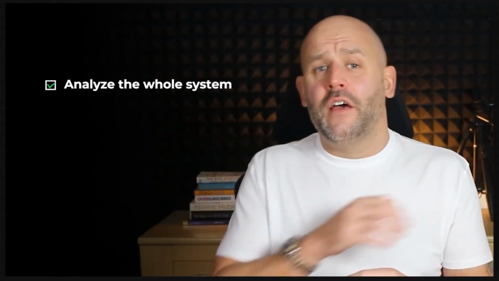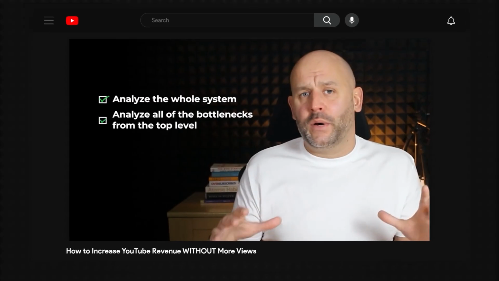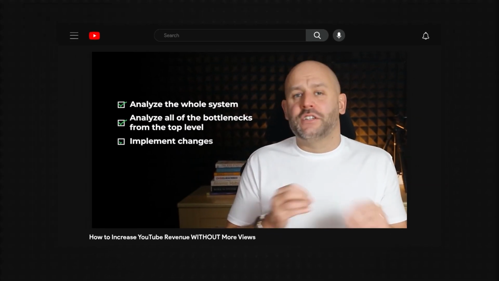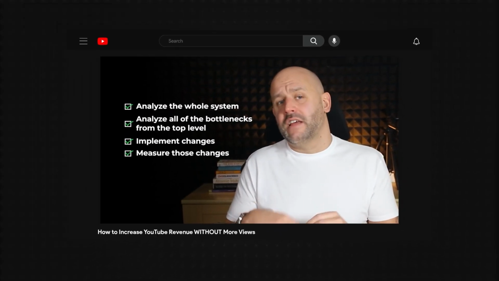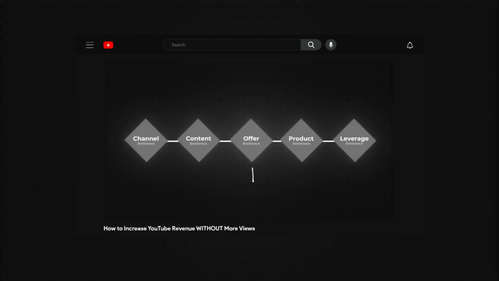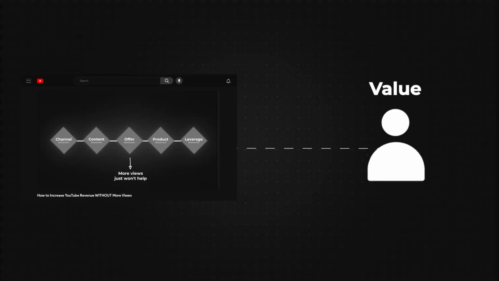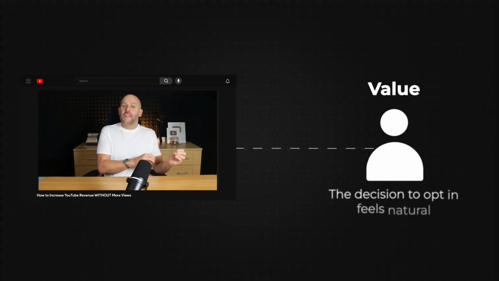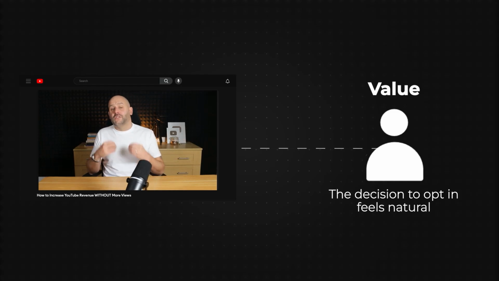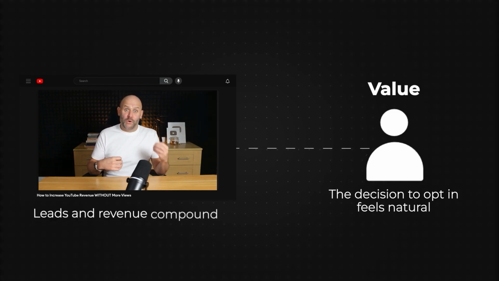For example, if someone's watching a video about improving their YouTube strategy, offering them a checklist or channel review related to that exact topic will convert far better than something generic. When the value is clearly connected to the content that they just watched, the decision to opt in feels natural, and once the loop picks up speed, leads and revenue compound.